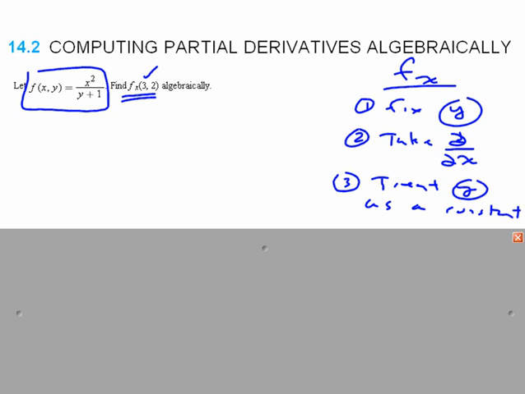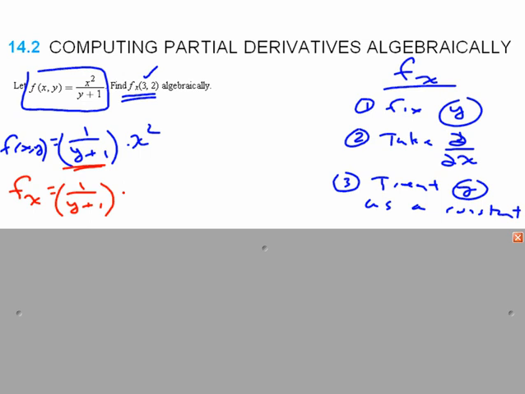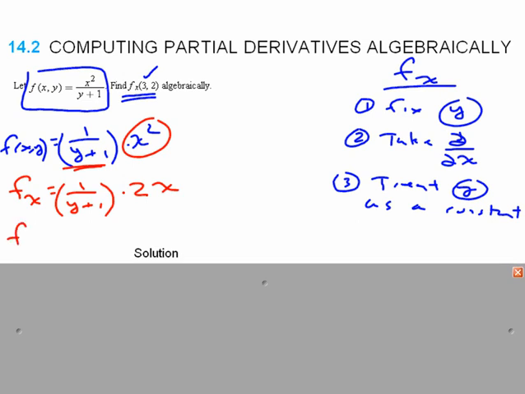So if y is a constant, we can think about this as 1 over y plus 1, because y is just a constant, times x squared. So our partial derivative with respect to x is going to equal, well, this is just a constant, so 1 over y plus 1 times, and the derivative of x squared is 2x. And so now we evaluate that at the point given. At the point 3, 2, that's going to equal 1 over 2 plus 1 times 2 times 3, which equals 2. So that's saying that at the point 3, 2, increasing x by 1 will result in our z value, or dependent variable, increasing by 2.